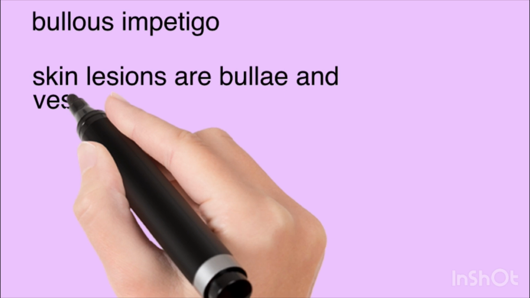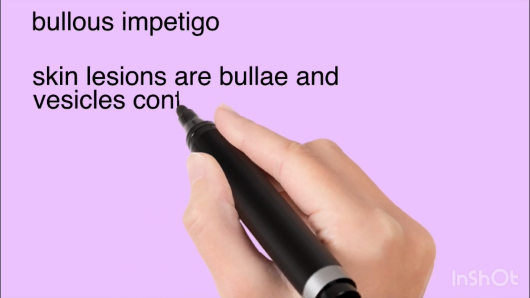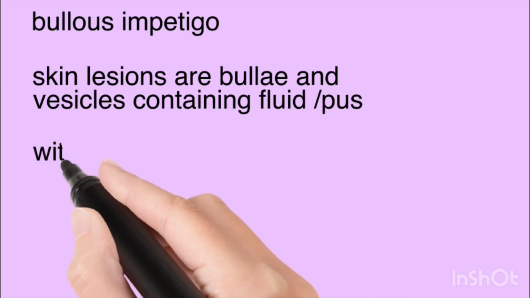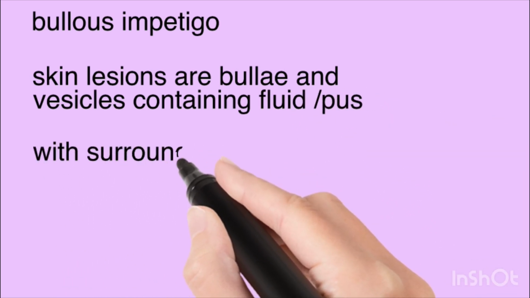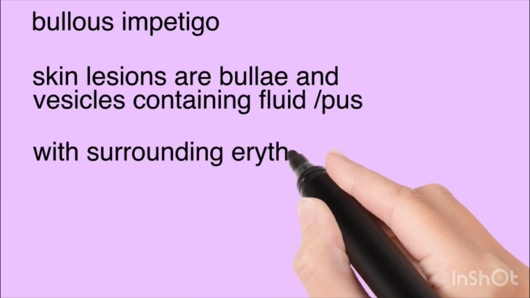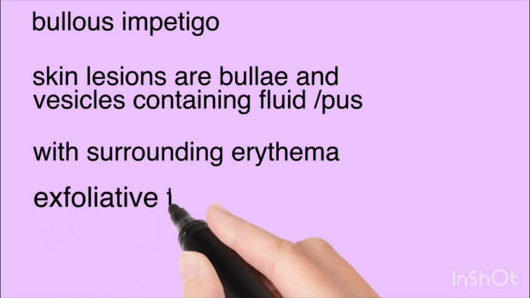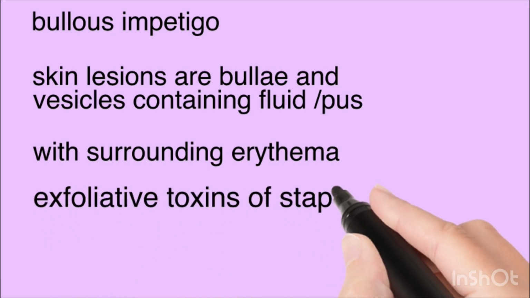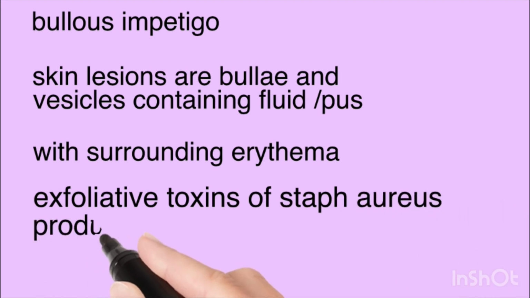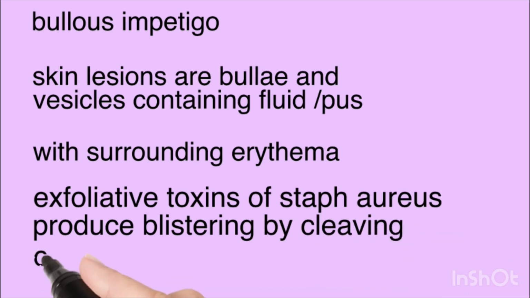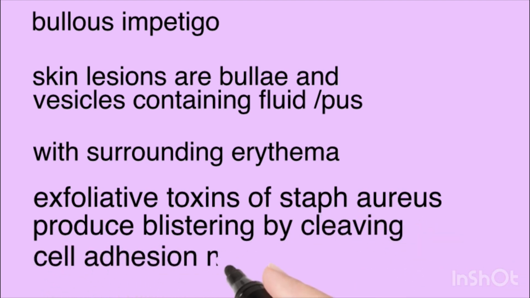Then by the name itself, the skin lesions are bullae and vesicles containing fluid or pus with surrounding erythema; you can appreciate the surrounding erythema. And what is the cause for the bullous formation? The exfoliative toxin of Staph aureus produces blistering by cleaving the cell adhesion molecules. This is the pathophysiology of bullous impetigo.